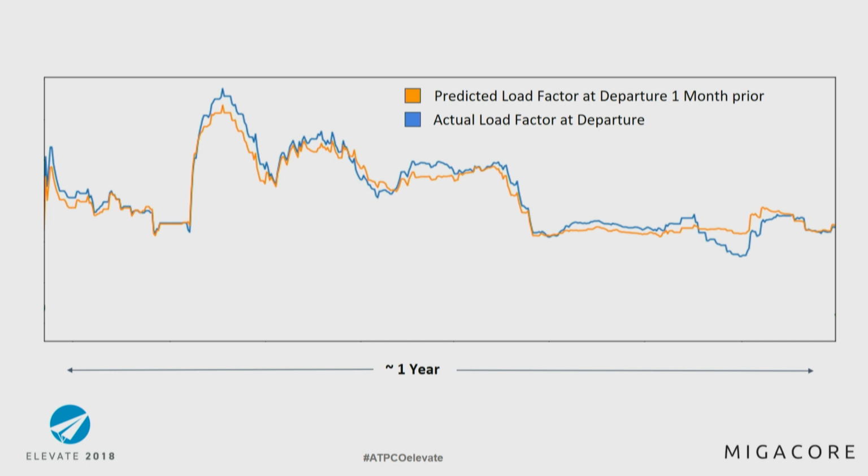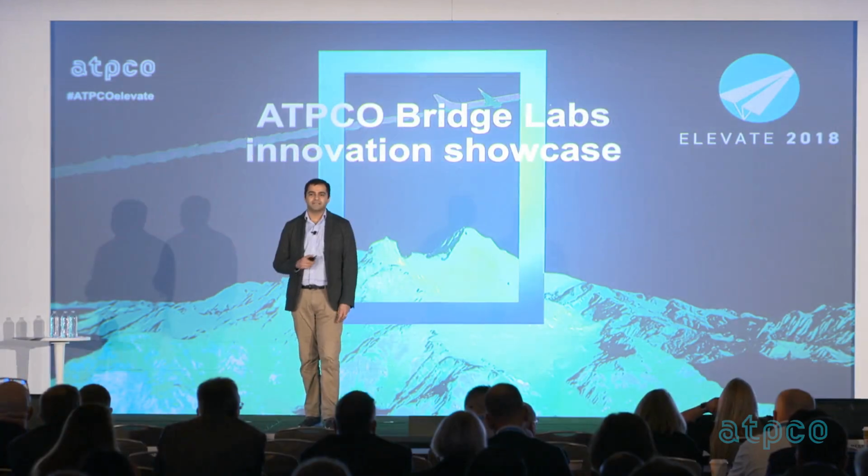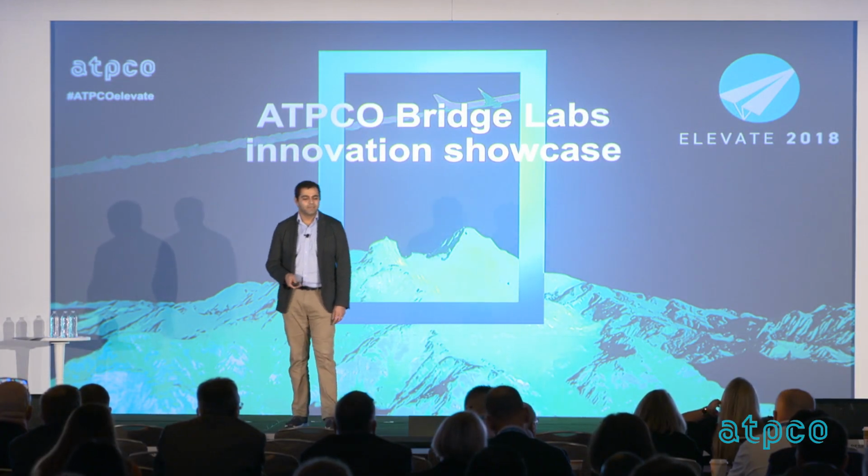You'll see a graph over here. It's a prediction problem which we were working on over the last year. This is an extract, I think, from February this year. The blue line is the actual load factor at departure for every single flight of an airline we're working with. The orange is the predicted load factor 30 days before departure by us. For those curious, that's about a 95% prediction accuracy, represented across all fare classes at an hourly granularity.